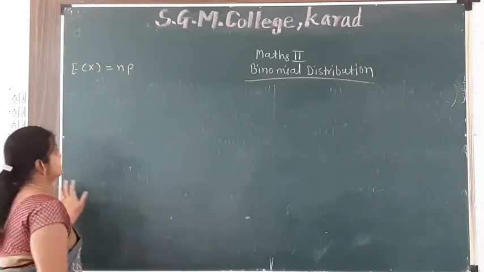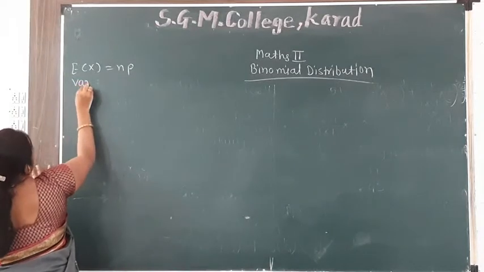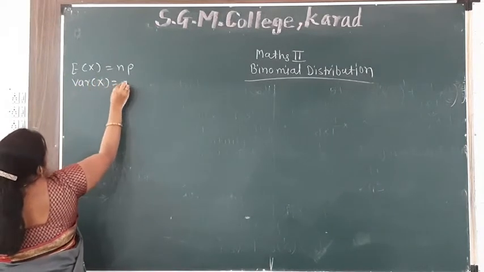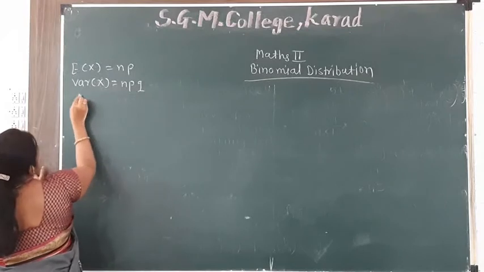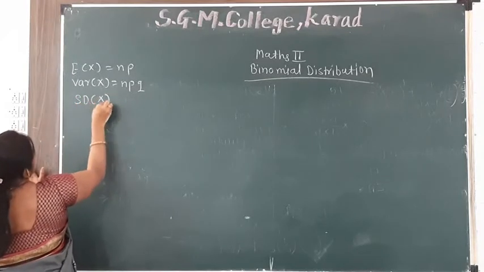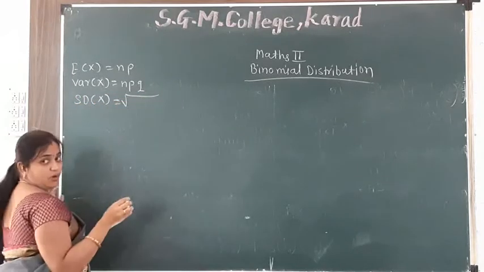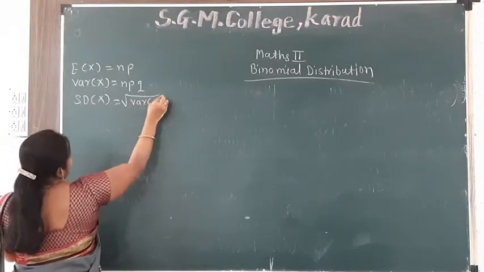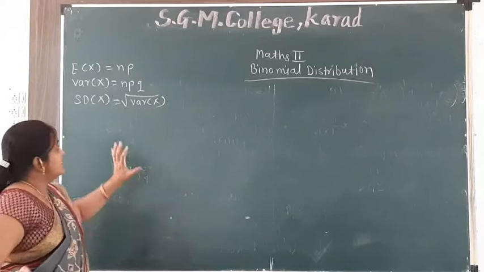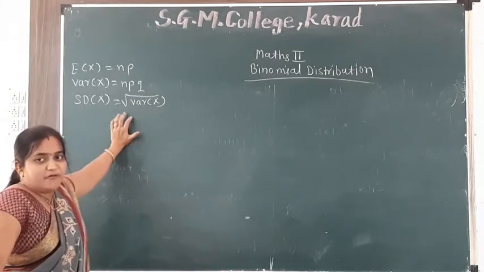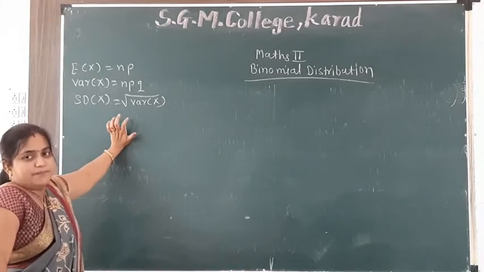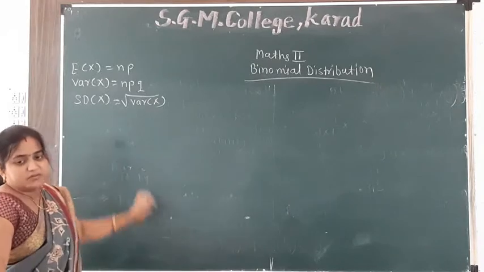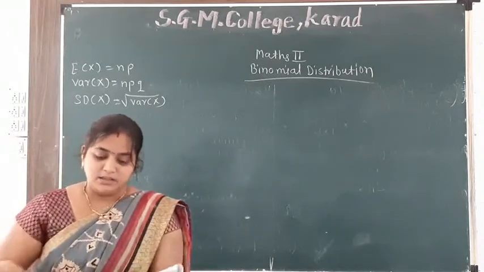Variance of x, the formula is variance of x is equal to npq, and standard deviation of x, the formula is the positive square root of variance of x. So these three formulae help for further example solving. So write down the next example.